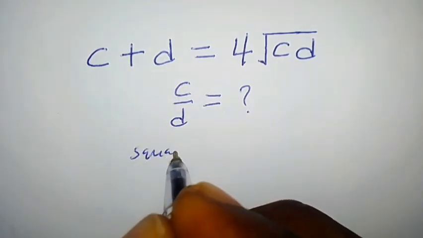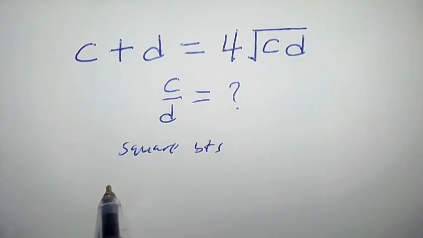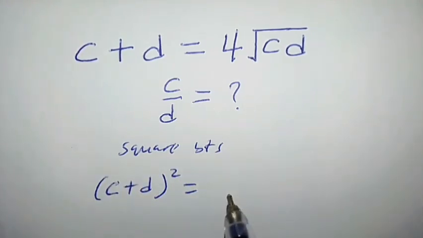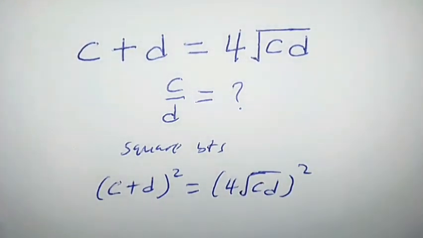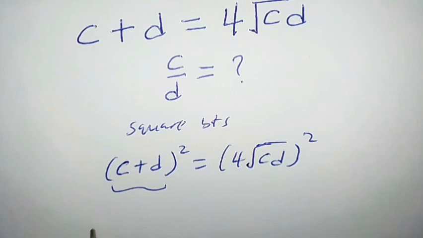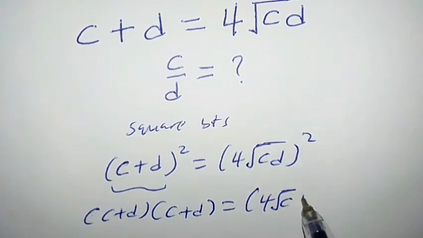So square both sides. That means we are going to have (C plus D) to the power of 2 equal to (4 times square root of CD) to the power of 2. C plus D to the power of 2 can also be written as C plus D times C plus D equal to 4 times square root of CD all squared.